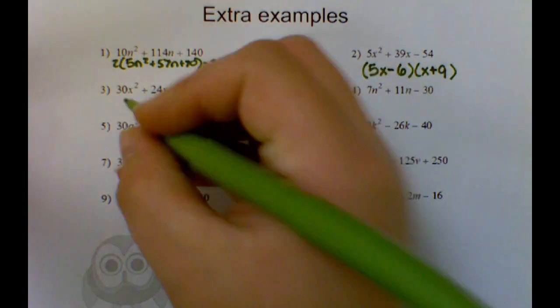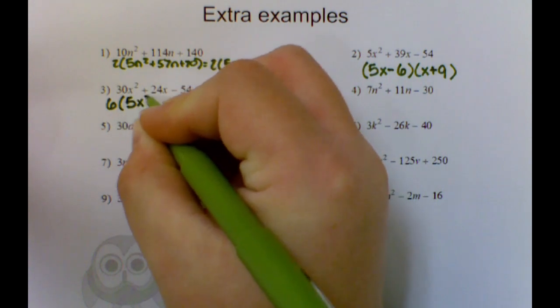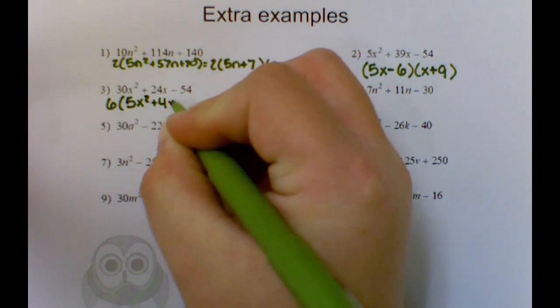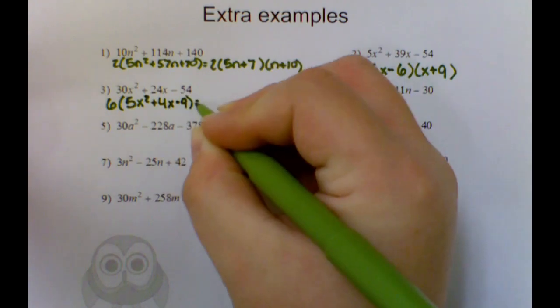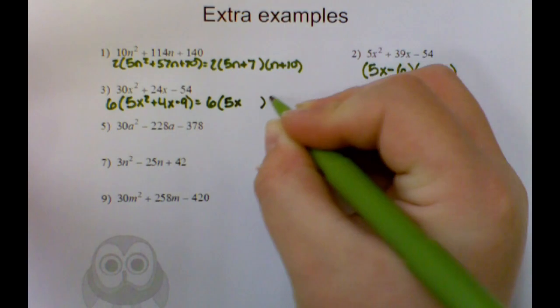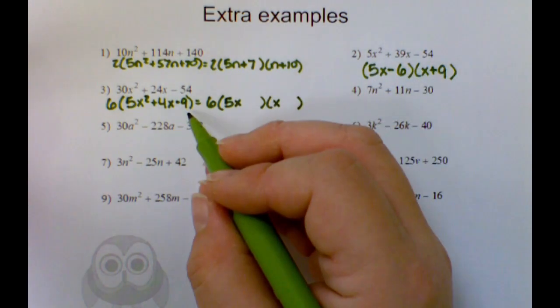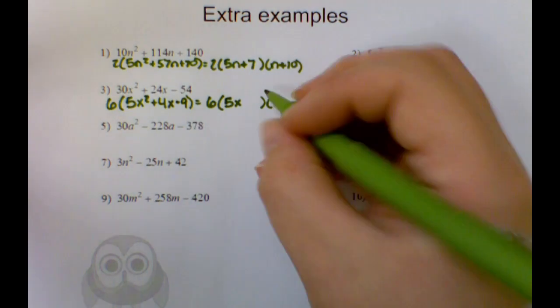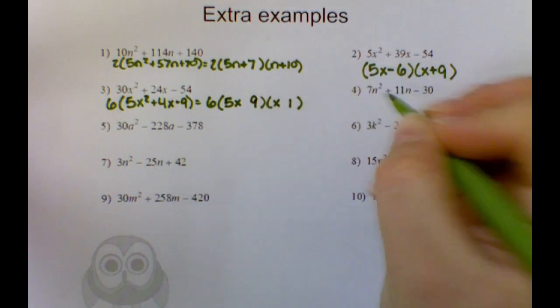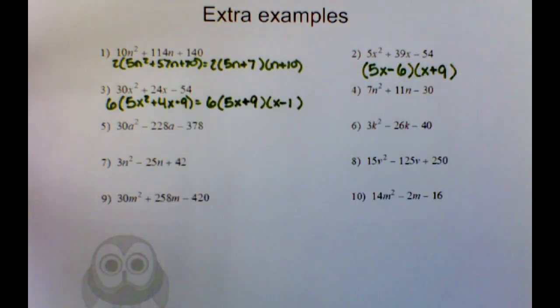Third one, I see a GCF there. My GCF here is actually 6. So if I take 6 out of everything, I get 5x squared plus 4x minus 9. So my 6 is along for the ride. To break apart 5x squared, I have 5x and x. Things that multiply to 9, I have 9 and 1, or 3 and 3. I think it's going to be 9 and 1, because I'd get a positive 9 minus 5 to make that positive 4.